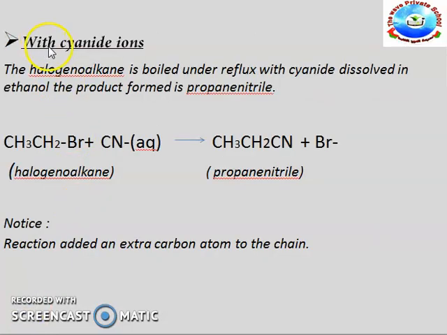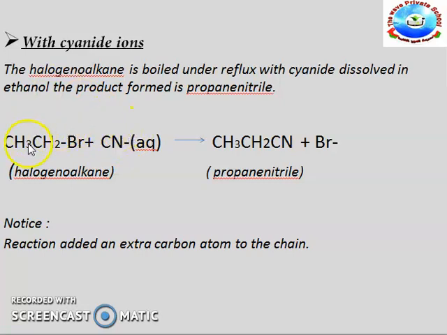The third one is with cyanide ions. Now see, we saw three types. One is hydrolysis, in which water was used as a reactant. The second is with ammonia, in which the reactant is NH3. Now in the third, that is cyanide ion. The reactant used with the halogenoalkane is CN, that is cyanide, but it is not used in its proper form. First it is dissolved in ethanol, then it is reacted.